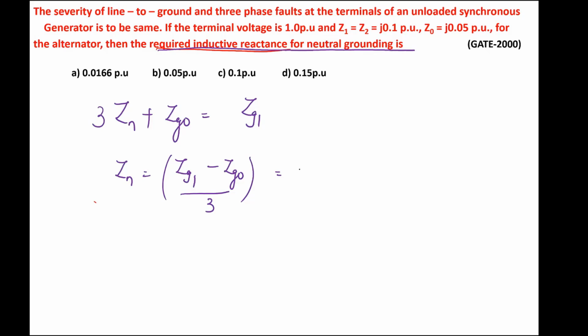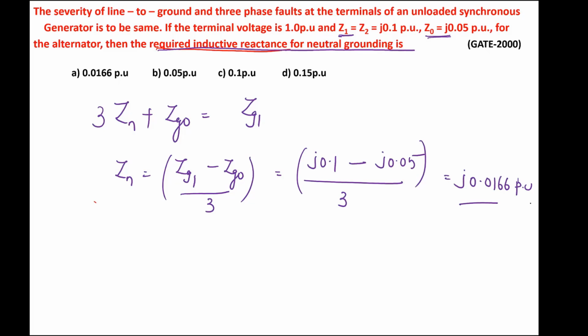So here he gave the Zg1 value, that is Z1, as J0.1, and the Zg0 value, that is Z0, as J0.05. Dividing by 3, this is the reactance with which you have to ground the neutral. So this value turns out to be J0.00166 per unit. So option A is the right option. You have to ground the neutral with this much reactance so that both faults become equally severe. Okay.